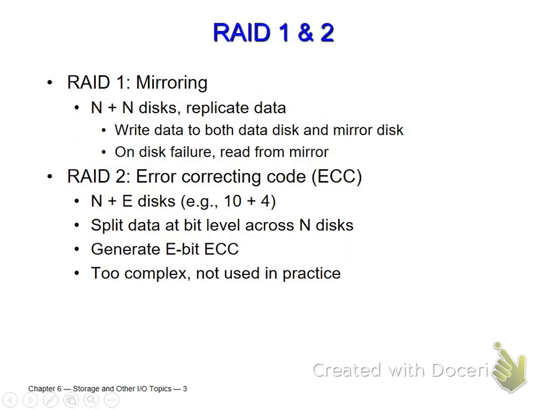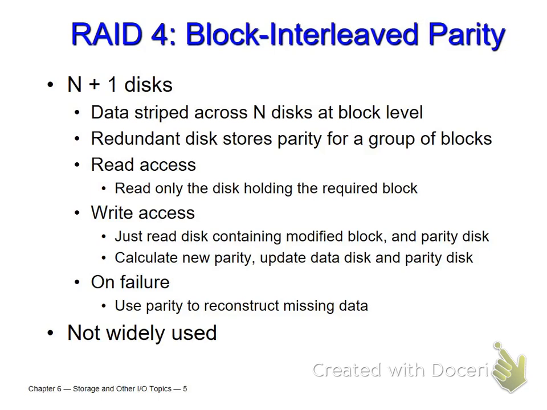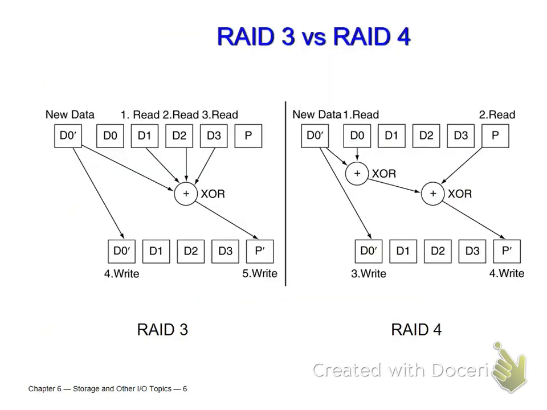So going back to the slide, I have already explained RAID 1 and RAID 2: RAID 1 by mirroring, RAID 2 by error correcting code. RAID 3 is basically bit-interleaved parity, and we have explained that. With RAID 4 we just have n plus 1 disks, and we have the blocks instead of the bits.